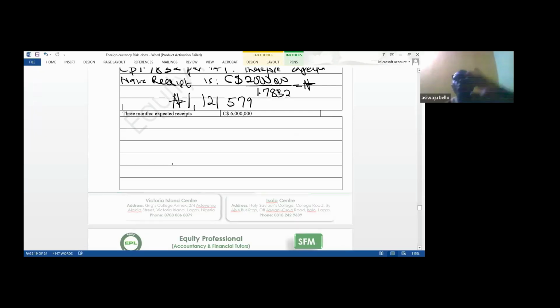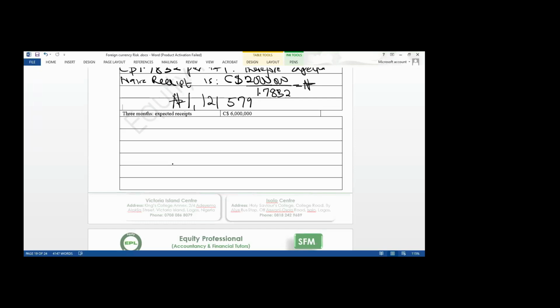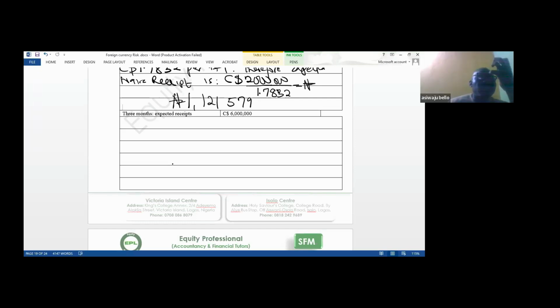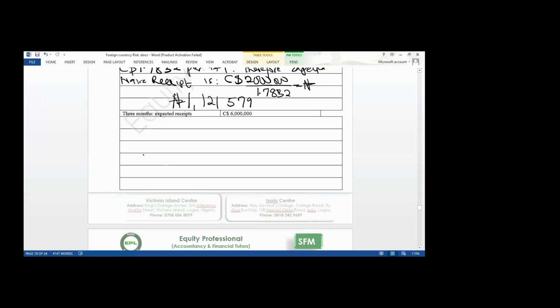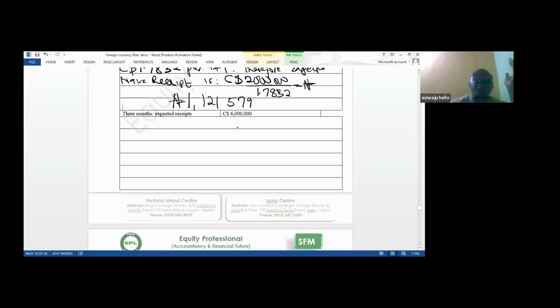We have settled 1 month transaction. Examiner says calculate the expected naira receipts in 1 month and in 3 months using forward market hedging. We have treated 1 month transaction. We now move to 3 month transaction. In 3 months' time, our company based in Nigeria, we are expecting 6 million central dollar.